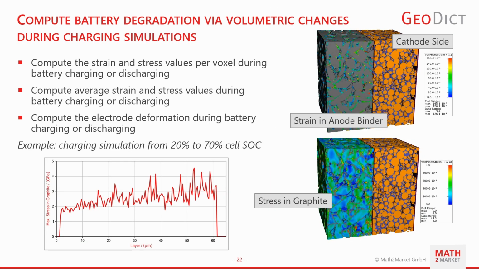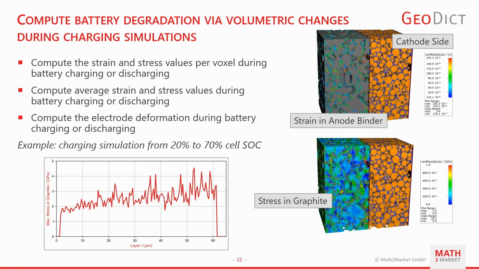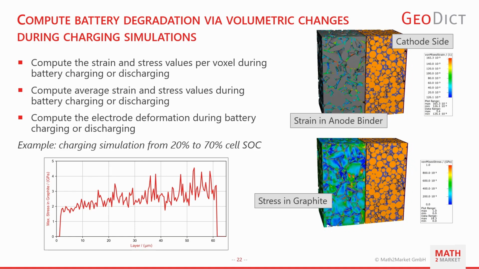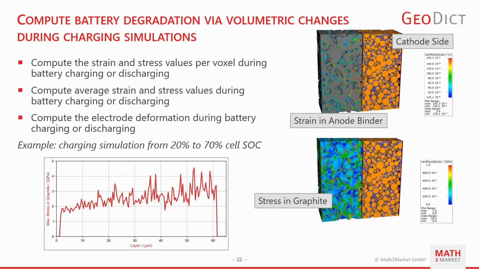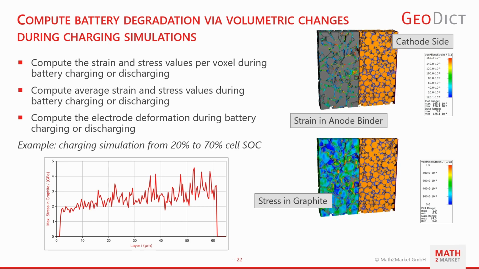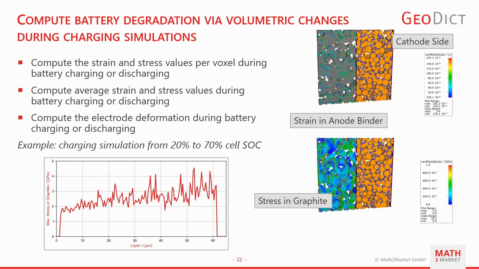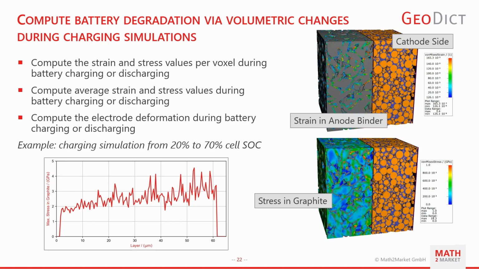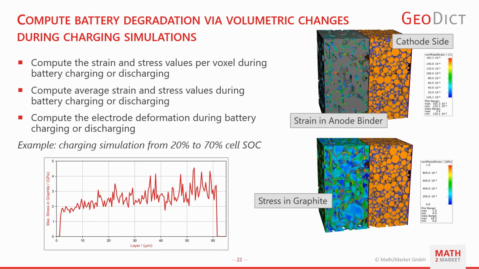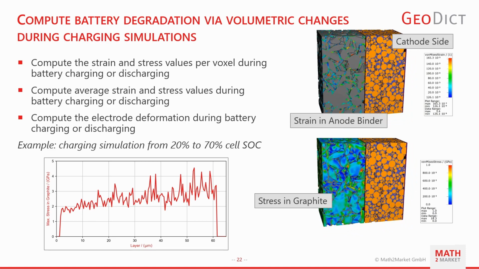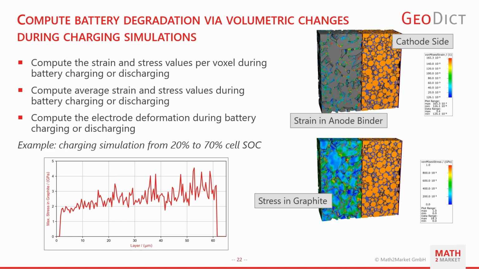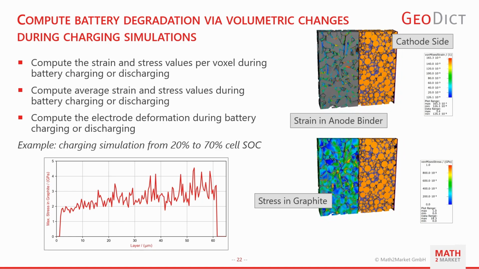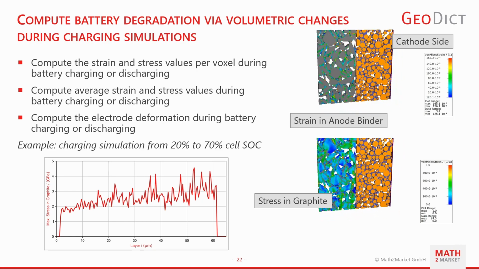A very interesting question for battery developers is what strain and stress values appear in a battery during charging or discharging due to changing lithium concentration in the active materials. This is one of the most important reasons for degradation in batteries. With the new GeoDict version, the degradation via volumetric changes during charging simulations can be computed directly in BatteryDict.